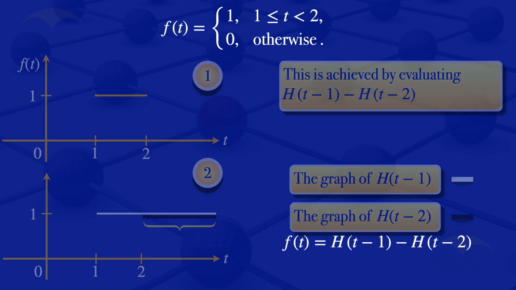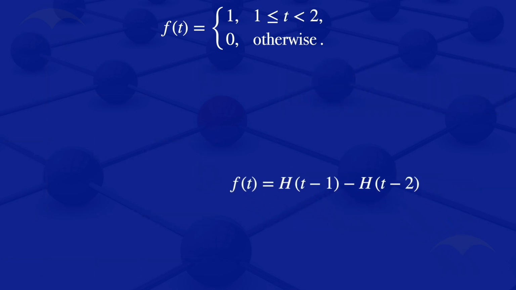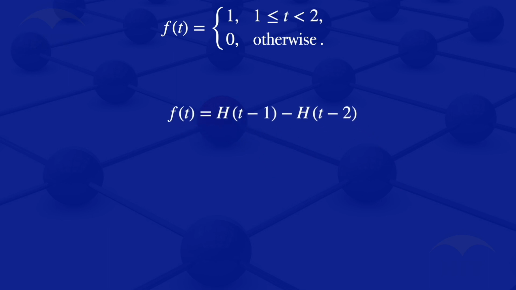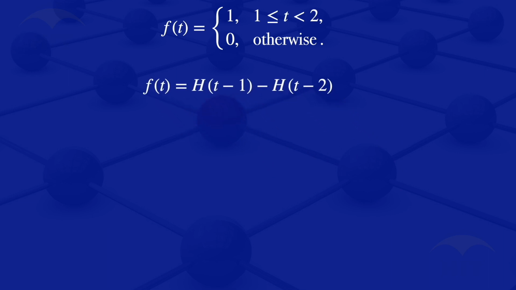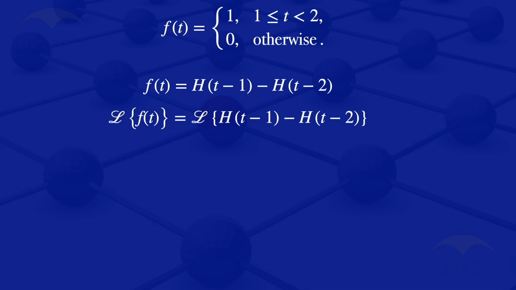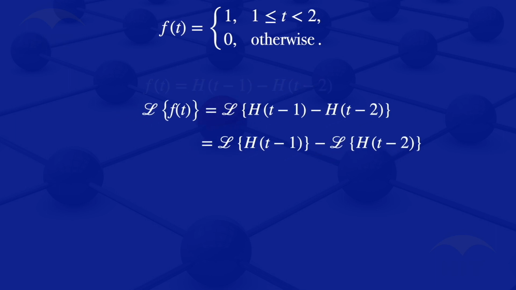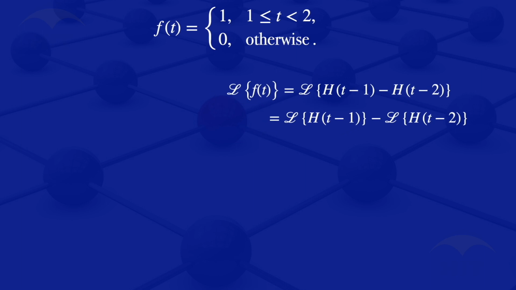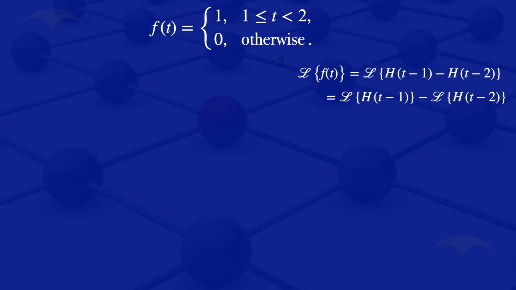So we are having our f(t) now, and we can find the Laplace transform. The Laplace transform of f(t) will be the Laplace transform of h(t minus 1) minus h(t minus 2). And by properties of Laplace transforms, that will be the Laplace transform of h(t minus 1) minus the Laplace transform of h(t minus 2). At this stage, we can now go on and use the tables to find those Laplace transforms.